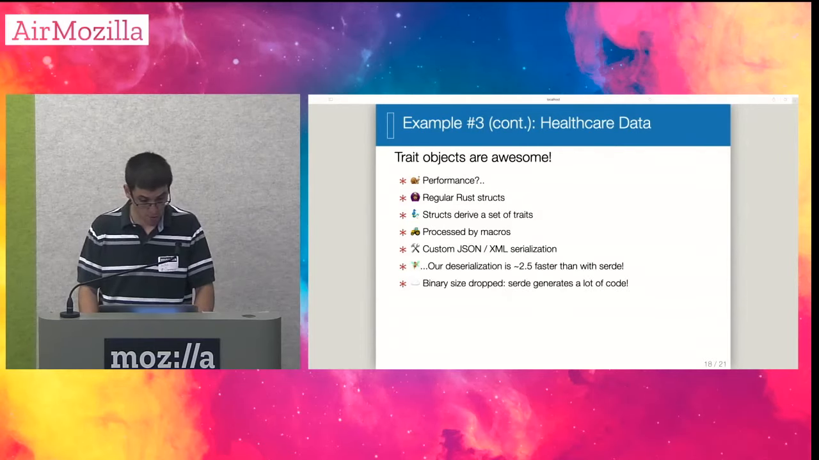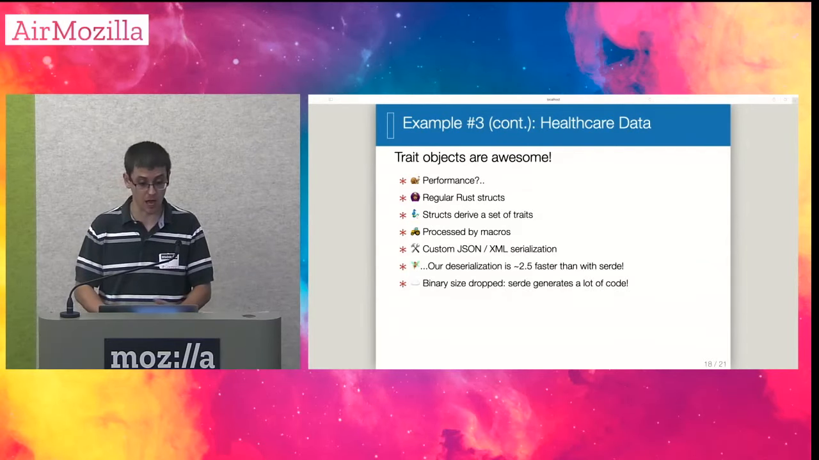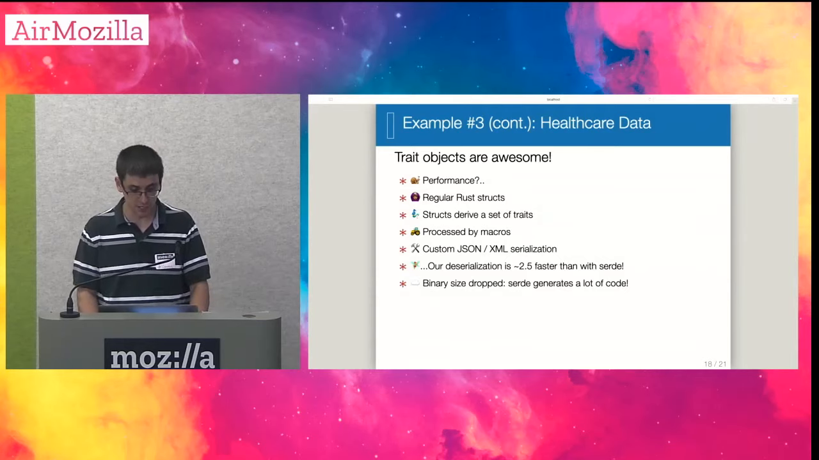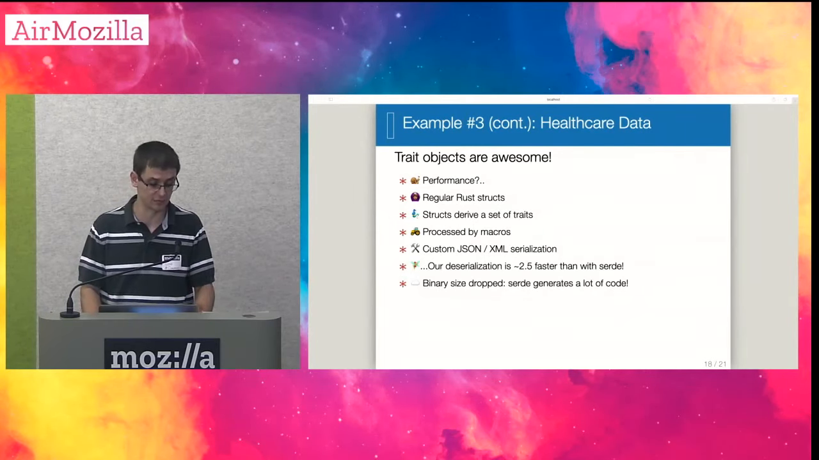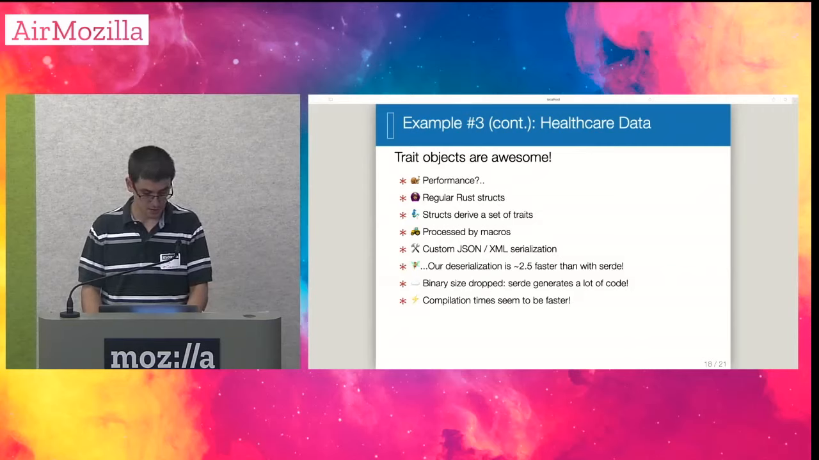And the binary size dropped because Serde generates a lot of code. For those thousands of structs, it generates thousands and thousands of functions to deserialize them. But when you're using trait objects, we have one copy of the deserializer. It doesn't care. It just gets a trait object as a parameter. And compilation times seem to be faster, which is also good. That was the third example that I have.